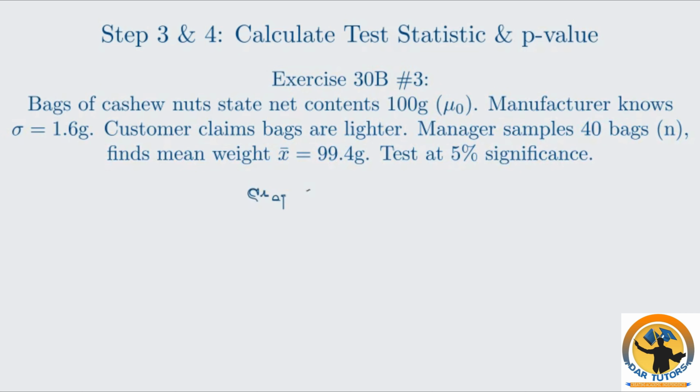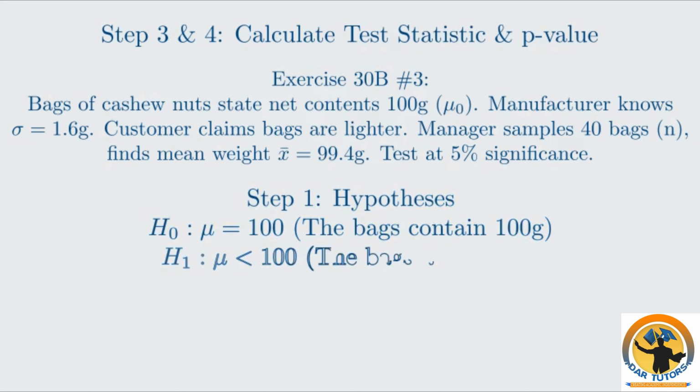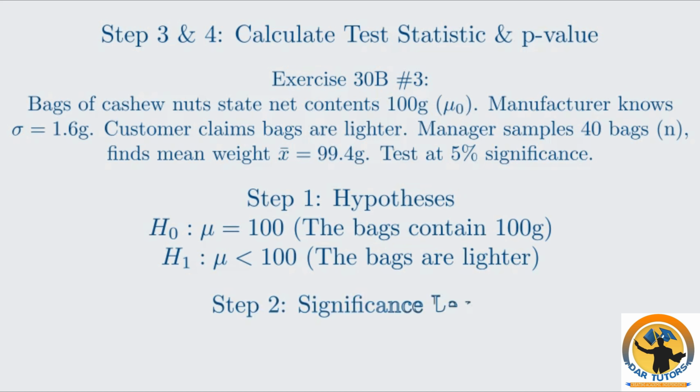First, the hypotheses. The customer's claim that bags are lighter translates to the alternative hypothesis H1, mu is less than 100. This is a one-tailed test. The null hypothesis, H0, is that the mean weight is as stated, mu equals 100. Step 2 is to state the significance level alpha. The problem specifies a 5% significance level, so alpha equals 0.05.